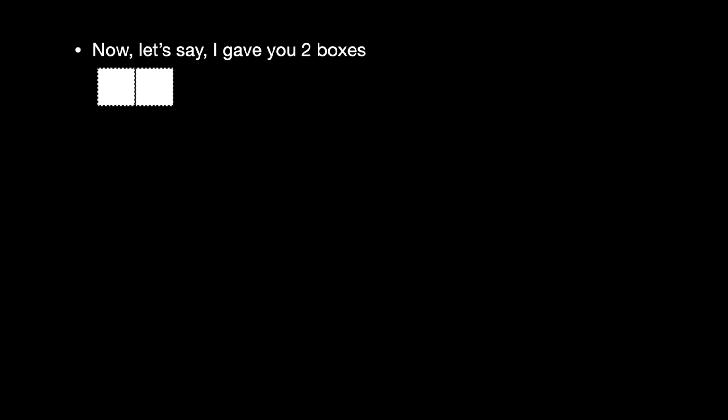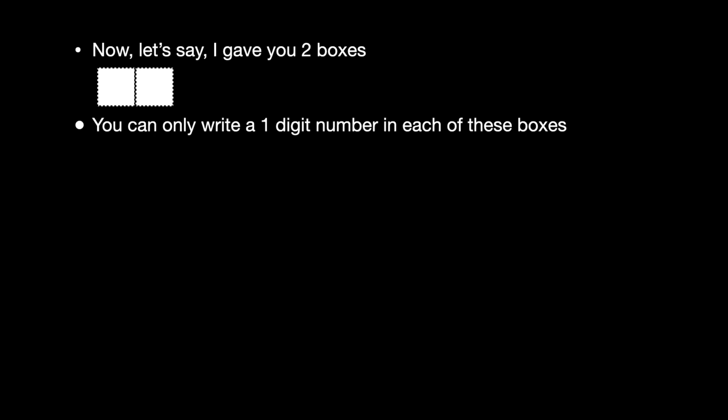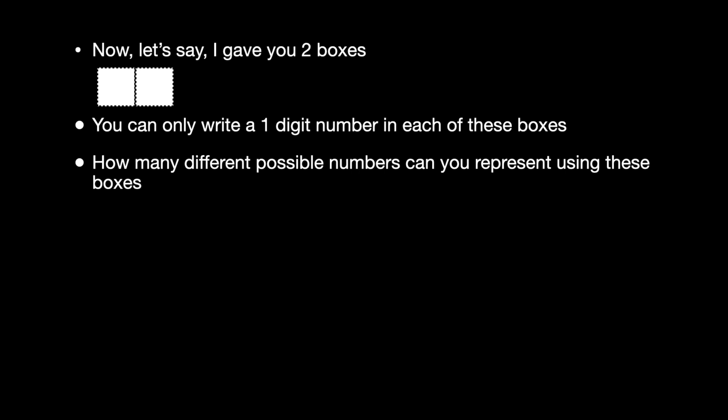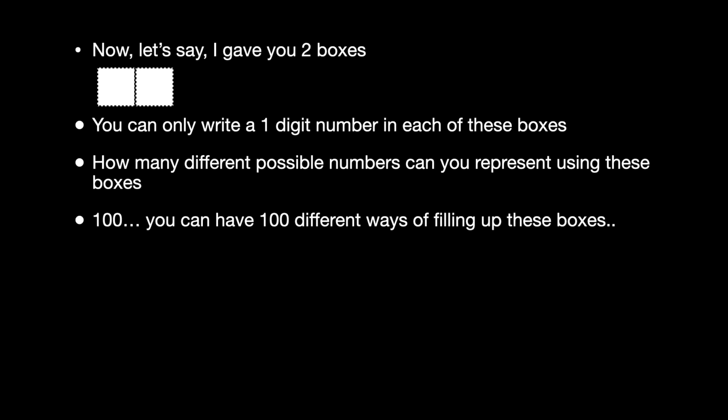Now let's say I gave you two boxes. You can only write a one-digit number in each of these boxes. How many different possible numbers can you represent using these boxes? 100. You can have 100 different ways of filling up these boxes. That is 0 to 99.